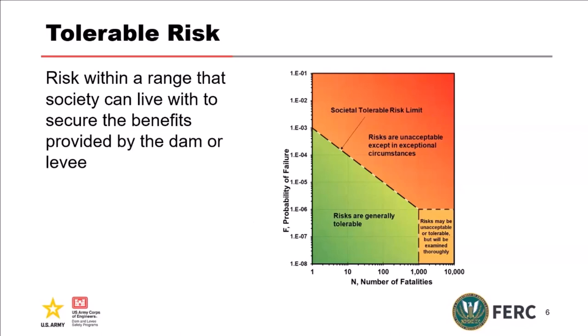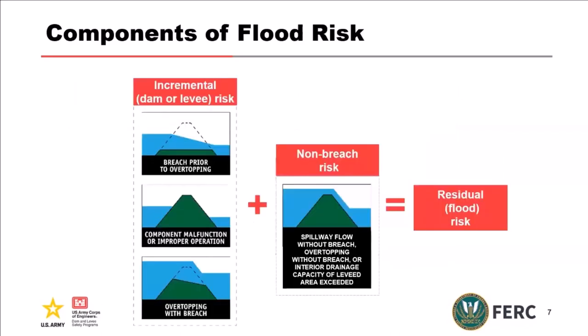So, some components of flood risk. We split risk up into a couple of different ways: incremental, non-breach, and residual. So incremental risk, or what we sometimes call dam or levee risk, is the likelihood of something going bad. So it's a breach prior to overtopping, like internal erosion or slope instability, component malfunction and improper operation, or overtopping with breach. So again, this is the risk associated with the structure not performing how we designed it to.